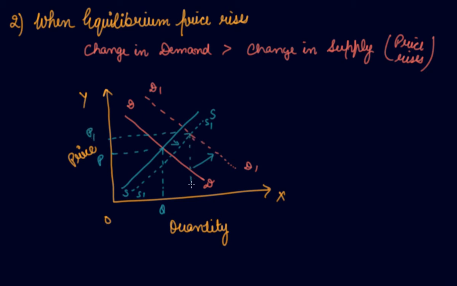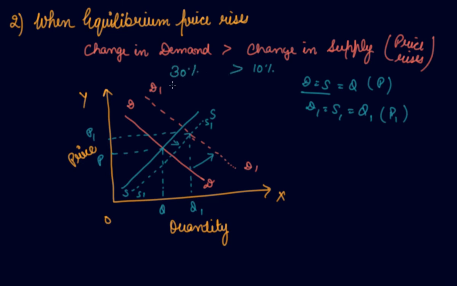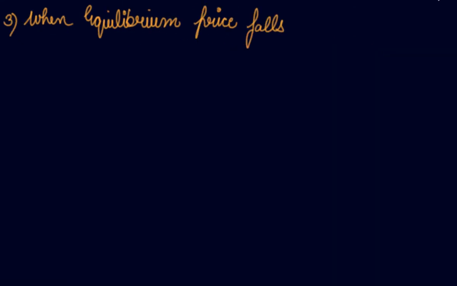Your quantity will rise, obviously. Initially demand equals supply at quantity Q, and D1 equals S1 at Q1. Your price was P, and now your price is P1. So let's say your supply changes by 10% but your demand changes by 30%, then it is a situation when your equilibrium price rises. When your equilibrium price falls is your third situation.